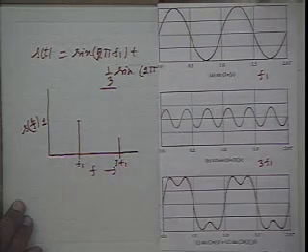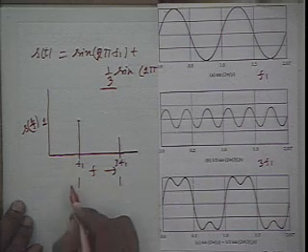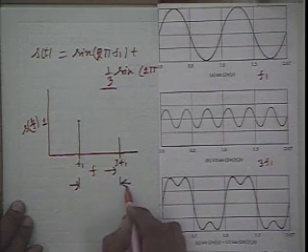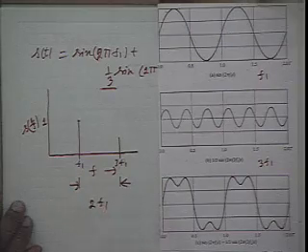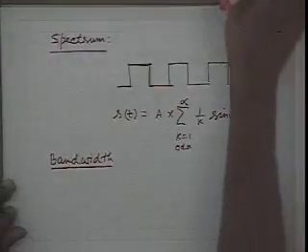So what is the bandwidth of this signal? Bandwidth is the range of frequency. So in this case, the bandwidth is 2f1. That means bandwidth can be represented as the frequency range over which the energy is contained.